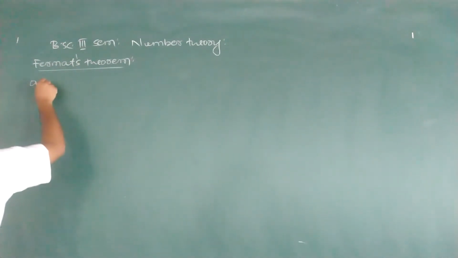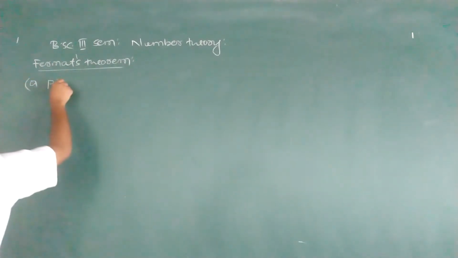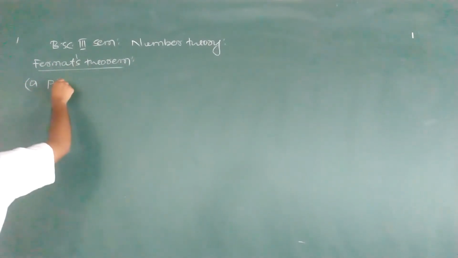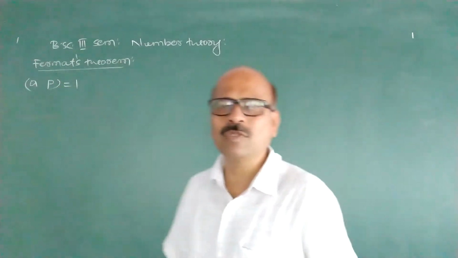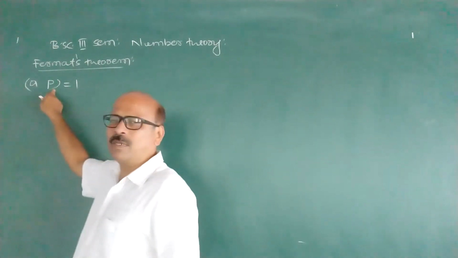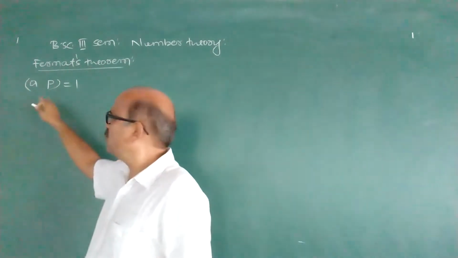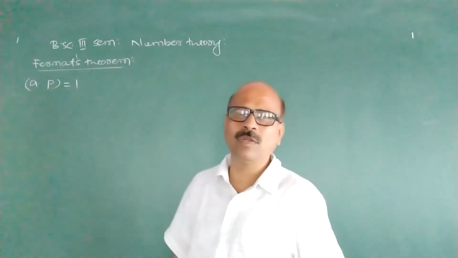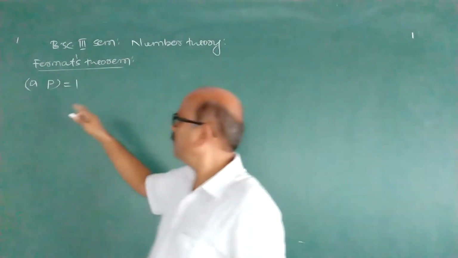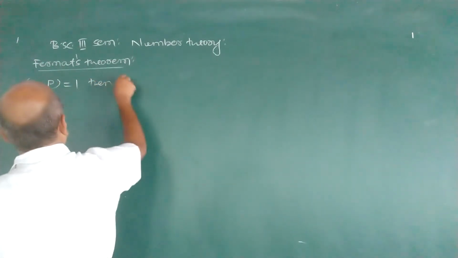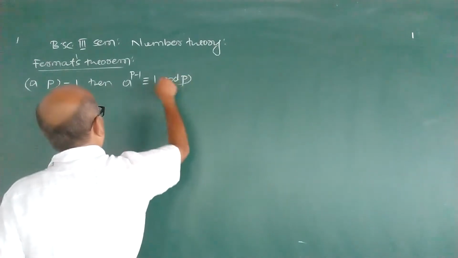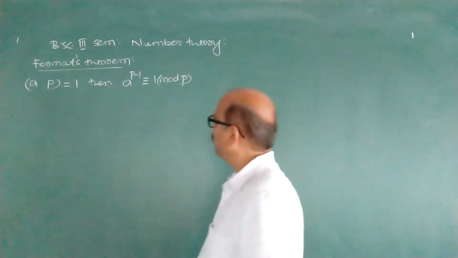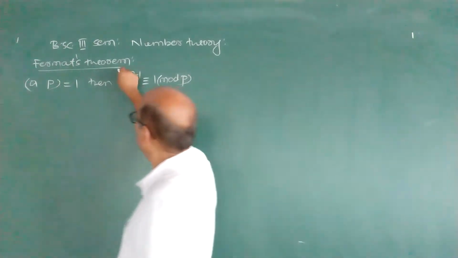Suppose A is any positive integer and P is a prime number. A and P are relatively prime. When you say that two positive integers are relatively prime, their GCD is 1. Then A raised to P minus 1 is congruent to 1 mod P. This is called Fermat's theorem.